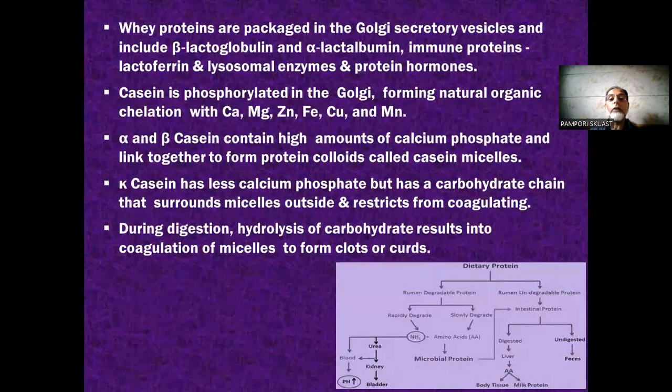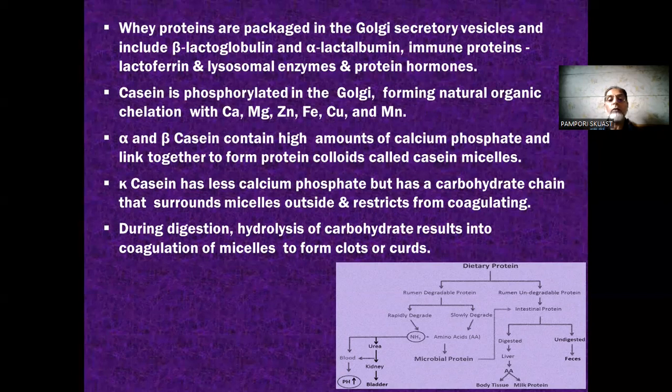Casein is phosphorylated in the Golgi, forming natural organic chelation with calcium, magnesium, zinc, iron, copper, and manganese. There are different classes of caseins: alpha, beta, and kappa caseins. Alpha and beta caseins contain high amounts of calcium phosphate and link together to form the protein colloids called casein micelles. So they chelate and produce the casein micelles, whereas kappa casein has less calcium phosphate and doesn't coalesce.